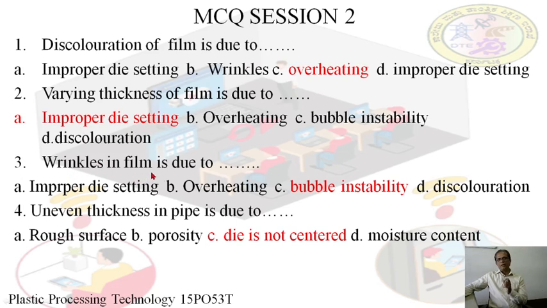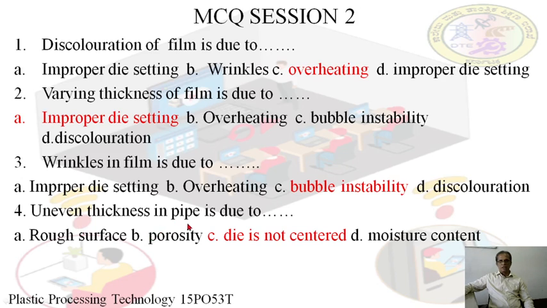Wrinkles in film is due to, that is the reason, bubble instability, not due to the overheating or the improper die setting or discoloration. Wrinkles are due to the bubble which forms when the molten material comes out of the die, it forms as a balloon because it is blown by pumping the air. If that is not stable, if it is shaking, then wrinkles are going to form. That is the reason.